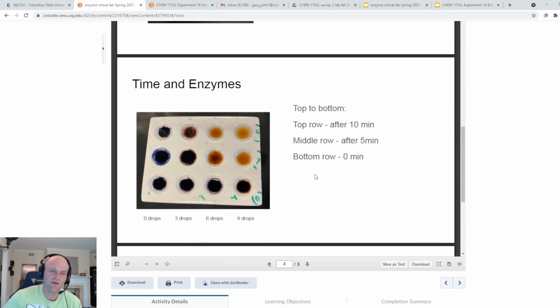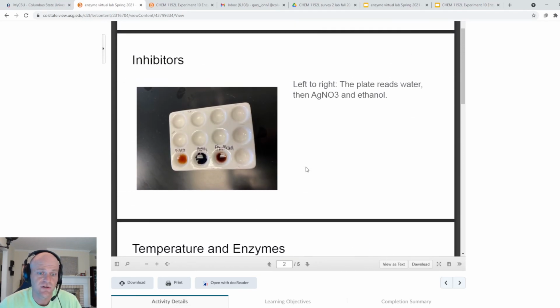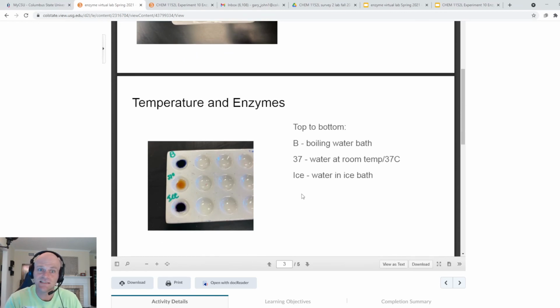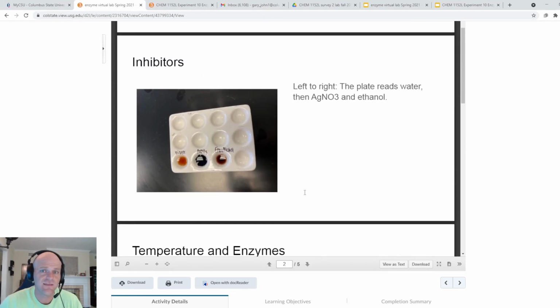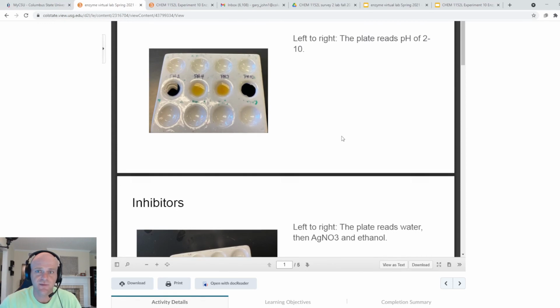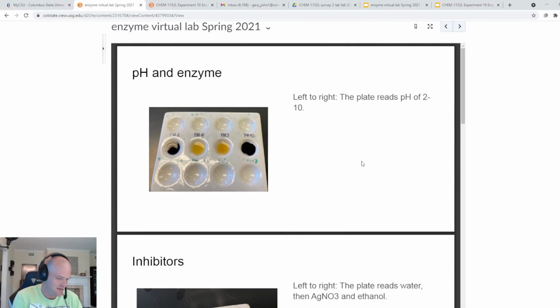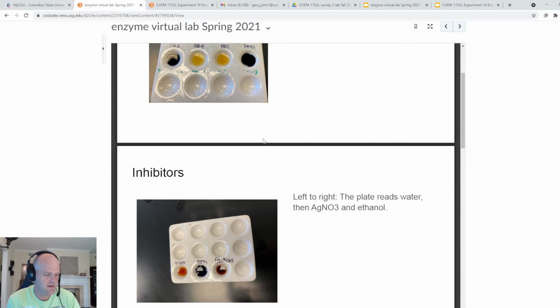Let me look to part B. Part B is the effect of temperature. So here are the temperature tests, so to speak. And then you'll have some questions following up that. Next is the effect of pH. So that's back up here at the top, pH and enzyme. pH 2, 4, 7, and 10 are all conducted there. Now for part D, you'll have some follow-up questions there. And part D, we also have everything here. The inhibition of enzyme activity by silver nitrate and ethanol. Okay?